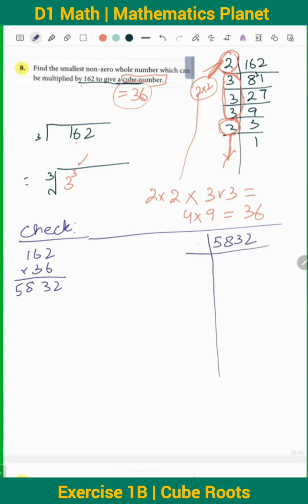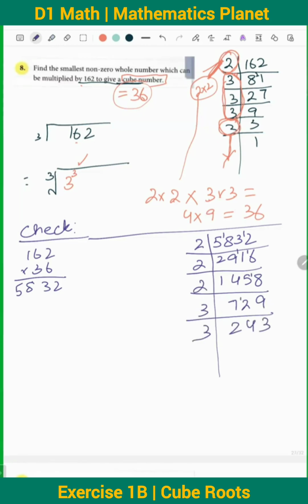2 times 2 is 4. 9 is 18. 1 is 2. 6 is 12. 2 times 1 is 2. 4 is 8. 5 is 10. 8 is 16. 2 times 7 is 14. 2 is 4. 9 is 18. 3 times 2 is 6. 4 is 12. 3 is 9. 3 times 8 is 24. 1 is 3. 3 times 2 is 6. 7 is 21. 3 times 9 is 27. 3 times 3 is 9. And 3 times 1 is 3.